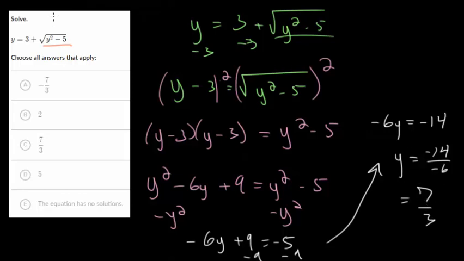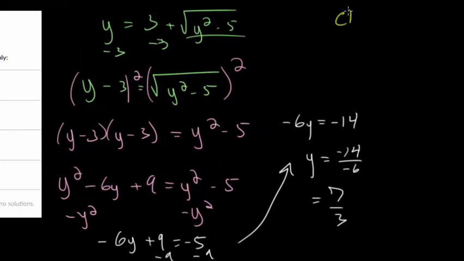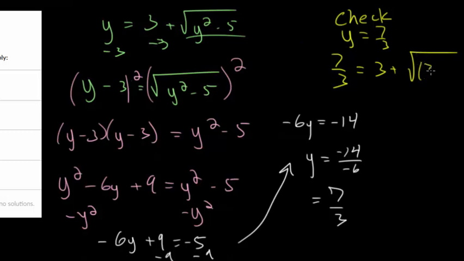And at this point, we could plug our answer back in to make sure it makes sense. But we're thinking that it's choice letter C, or it could be no solutions. This might be an equation where this is actually an extraneous solution. So let's plug that back in to our original equation here. So we will check this when y is 7/3, and so we get that 7/3 equals 3 plus the square root of 7/3 squared minus 5.